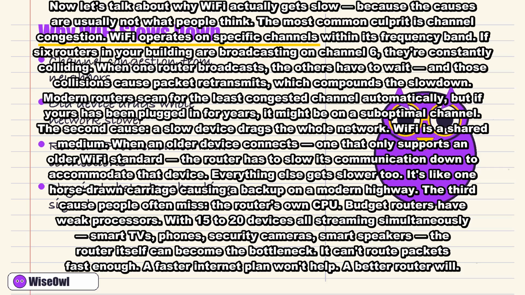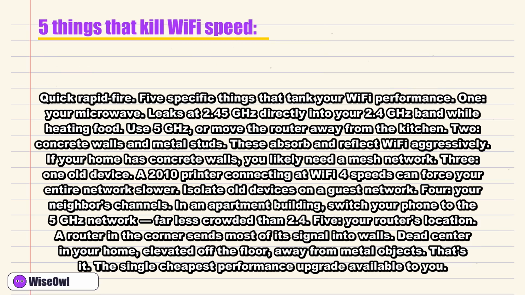The third cause people often miss, the router's own CPU. Budget routers have weak processors. With 15 to 20 devices all streaming simultaneously, smart TVs, phones, security cameras, smart speakers, the router itself can become the bottleneck. It can't route packets fast enough. A faster internet plan won't help. A better router will.